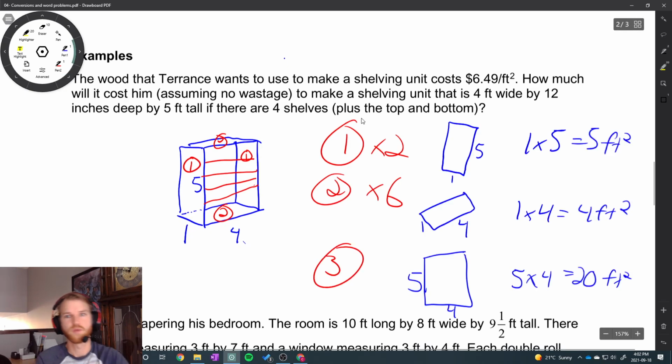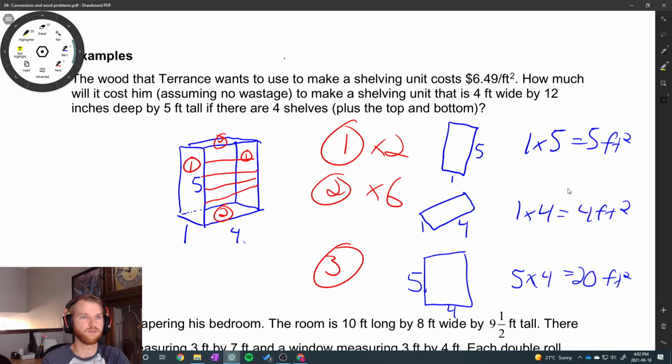All right, so for our 2 side panels, those ones were 1 foot by 5 feet. So each one of those is 5 square feet. Our shelves and our top and bottom, those ones are 1 foot by 4 feet, so they're 4 feet squared. And then I added one I didn't talk about, a back panel. If we put wood on the back of this as well, the question didn't really specify whether or not there is. Normally the question should, but I put it on there just for the sake of it. So that's a back panel there. That's 5 by 4 for the back, and so that's 20 feet squared.